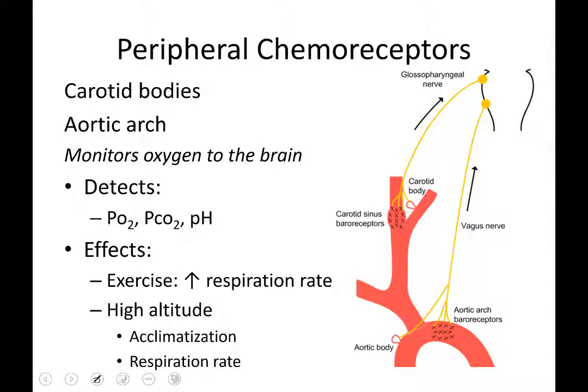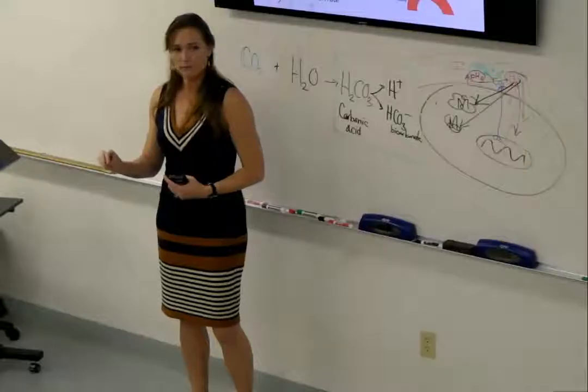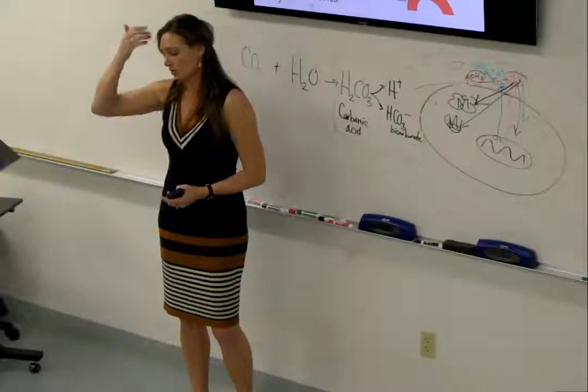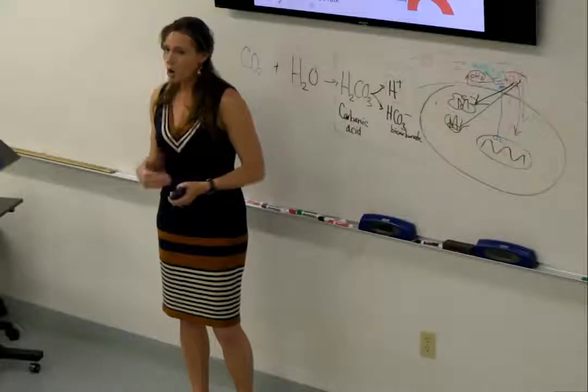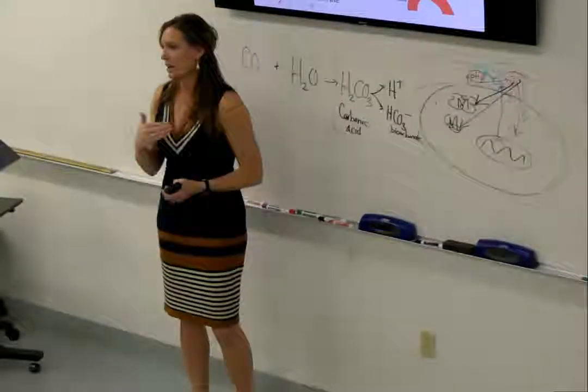So conversely, our peripheral chemoreceptors, meaning out in the body, we have our aortic arch and we have our carotid sinus. So here in our aortic arch and carotid sinus, we also have chemoreceptors. They're sensing chemicals. They sense oxygen, carbon dioxide, pH. Peripheral chemoreceptors are more primarily affected by oxygen. Our breathing is driven primarily by carbon dioxide in the brain, but it can be overridden by oxygen levels out in the periphery.